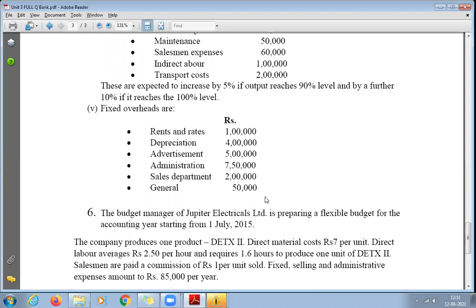Yeah, quickly. So the amount will be the same for all the levels. Why? Because it's a fixed cost. Yeah, very good. We know that fixed cost, that is the total fixed cost he has given.